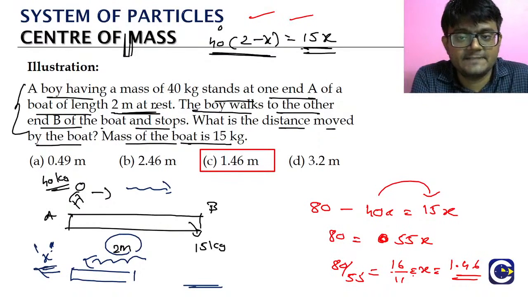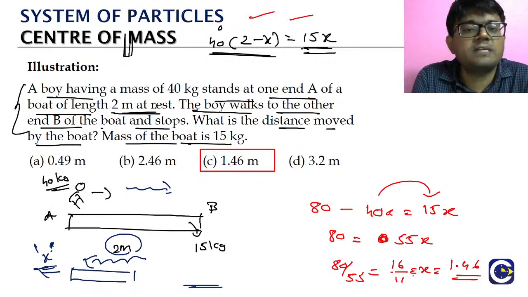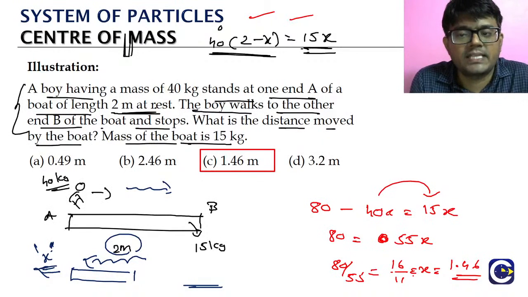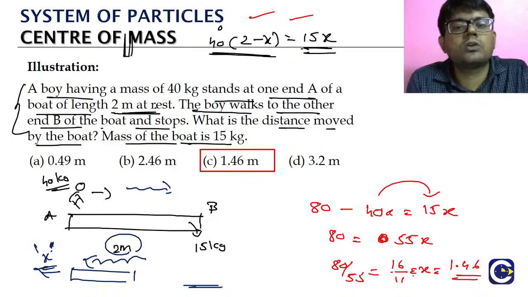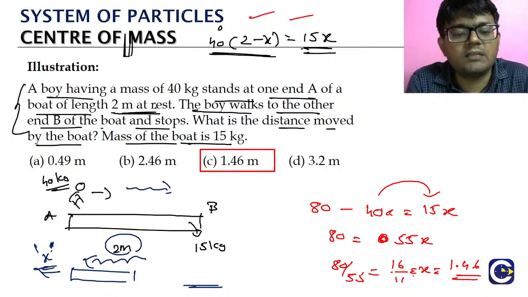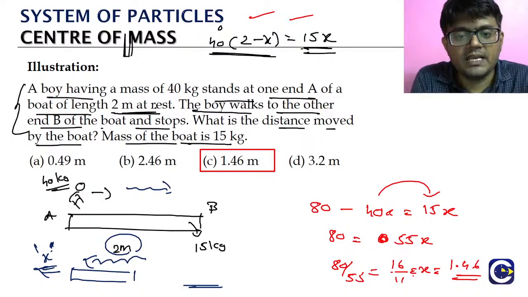2 minus x. Okay. And if you look at the boat separately, the boat has a mass of 15 kg. It is moving to the left by a value x. So the moment of mass for the boy to the right should be equal to the moment of mass for the boat to the left. Only then will the center of mass location be maintained the same, because there is no impact of external force here.